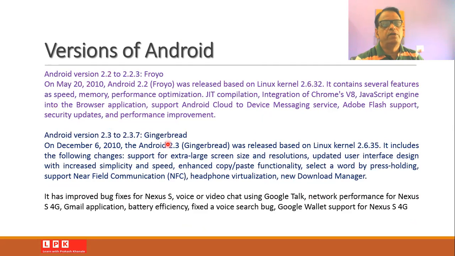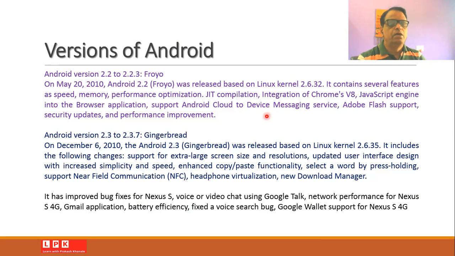Later on, we have version 2.2.3, which was released in 2010, and this is called Android 2.2 or Froyo, which is based on the Linux kernel 2.6.32. It consists of several new features such as speed, memory, performance optimization, the integration of Chrome's V8 JavaScript engine into the browser application, support for Android Cloud to Device Messaging service, Adobe Flash support, security updates, and performance improvement.